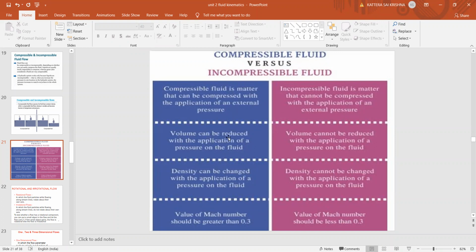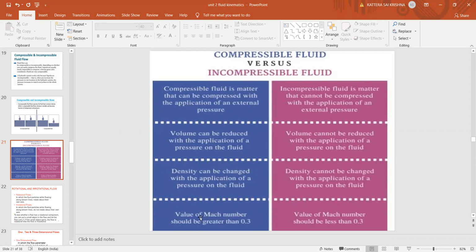Next, as you compress, what happens? The volume can be reduced with the application of pressure on the fluid. So volume will be reduced as we apply pressure on compressible fluids. If it is incompressible, even if you apply pressure, it cannot be compressed, so volume cannot be reduced with the application of pressure on the fluid. Okay. Next, the third point, density. For compressible fluids, density can be changed with the application of pressure on the fluid. And for incompressible fluids, density cannot be changed with the application of pressure on the fluid. This is your third point.